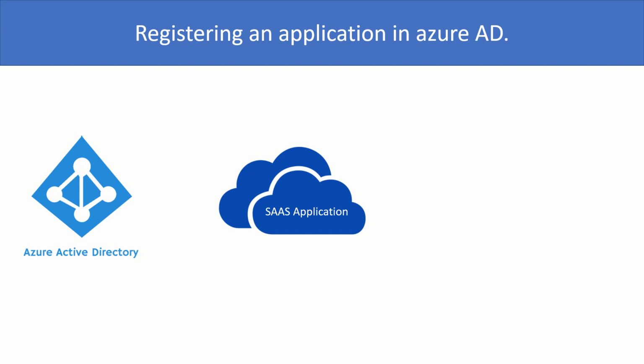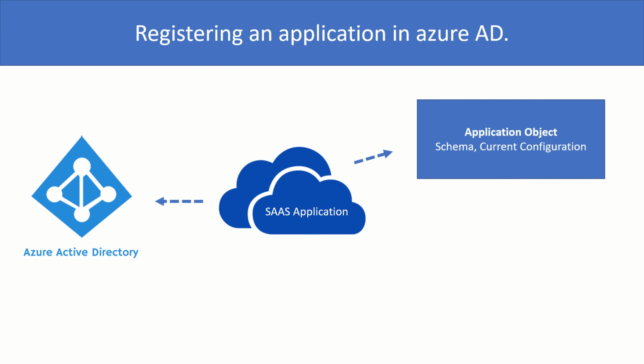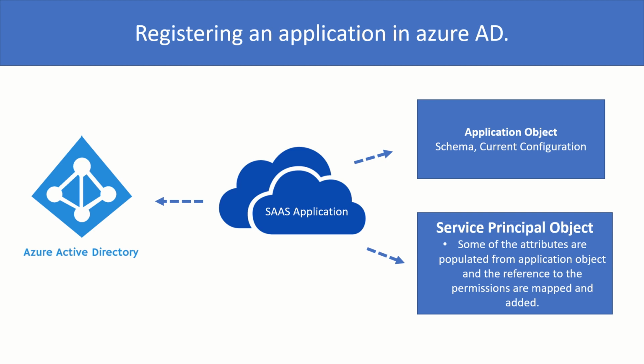And the moment I add the application to Azure Active Directory, an application object will be created for that particular application. Now, this object has certain attributes which will be there by design. This is moreover referred to as schema and current configuration. This could be the logo, this could be the sign-in URL of your application, and certain attributes from this particular application will be used to create a service principal object for your particular tenant.